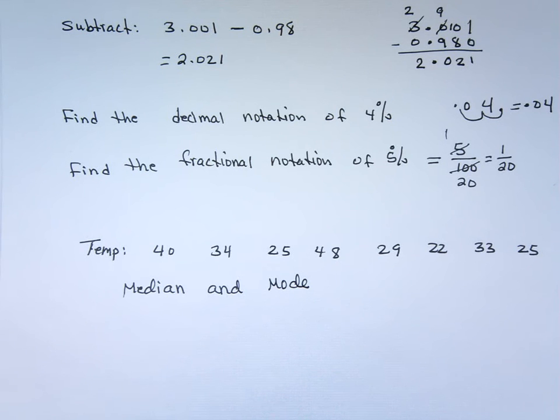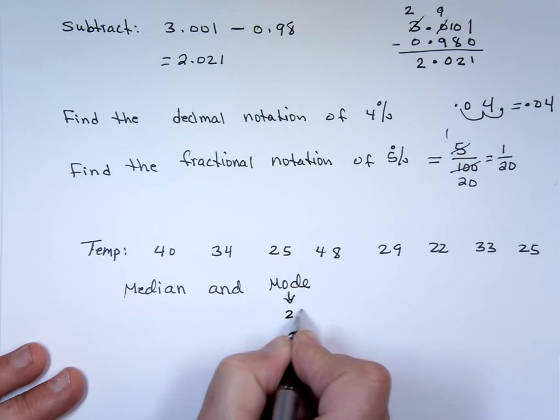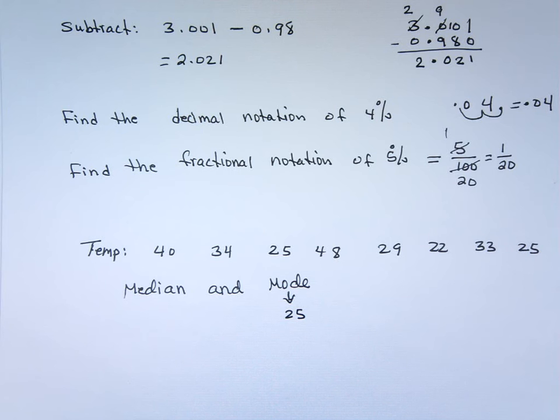What'd you say, Angela? The mode is 25, correct. That's the most frequent one. So the mode is 25. So the answer to this is 25. What's the median? What I need to do first is put them in order from small to large, or large to small.